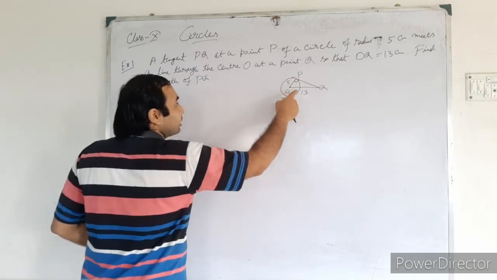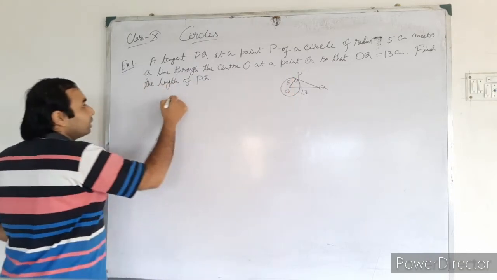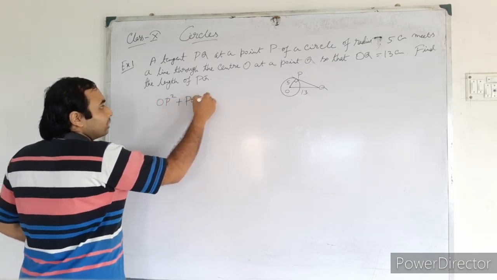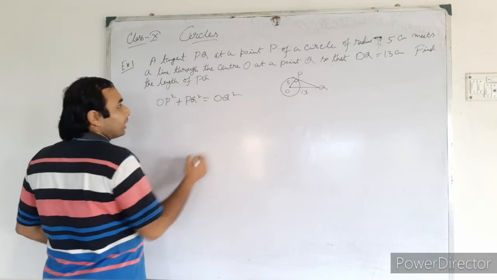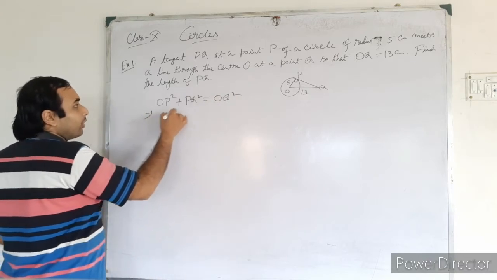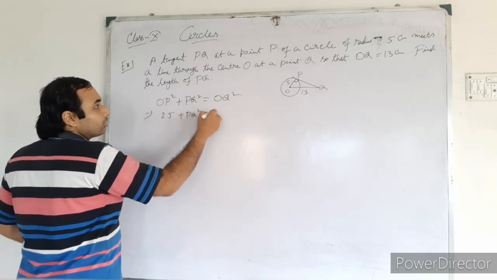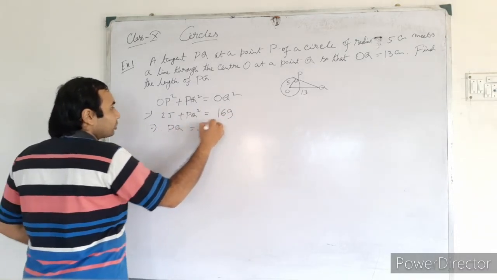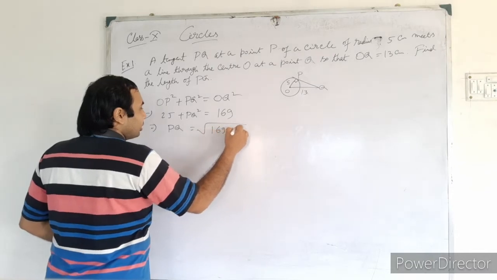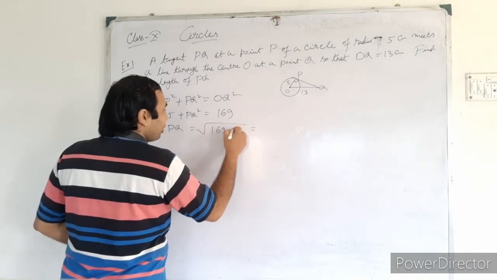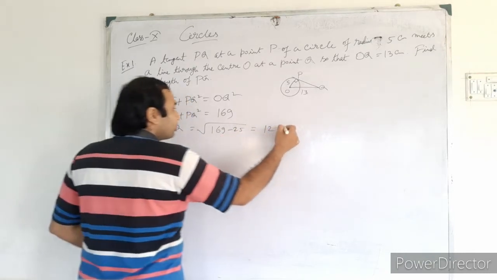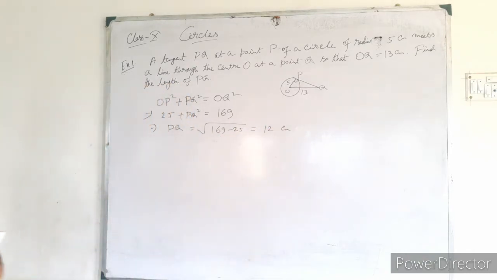So this is 90 degrees, so obviously this is the hypotenuse. So we can write OP square plus PQ square equals OQ square by Pythagoras theorem. So here 25 plus PQ square equals 169. So from here PQ equals root over 169 minus 25. So you will get 144, which is the square of 12. So PQ equals 12 cm. Very easy problem, and this type of problem often comes for a 1 mark question.